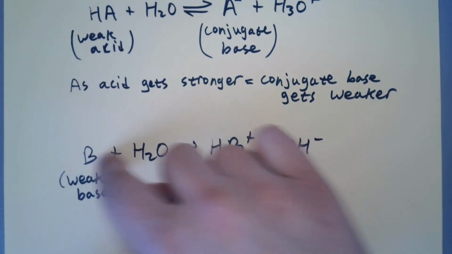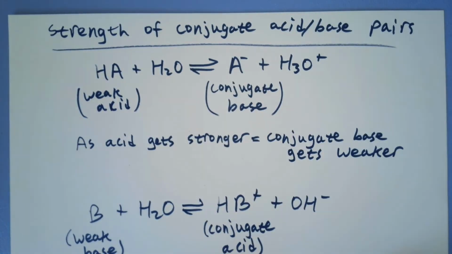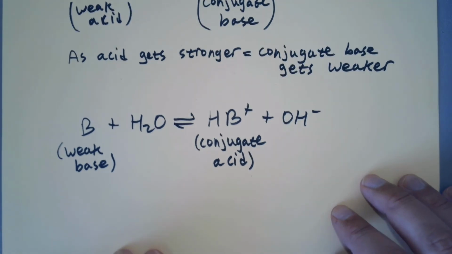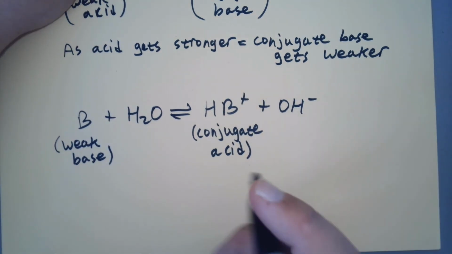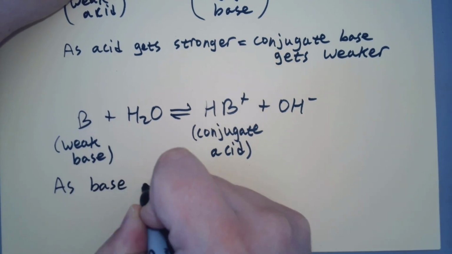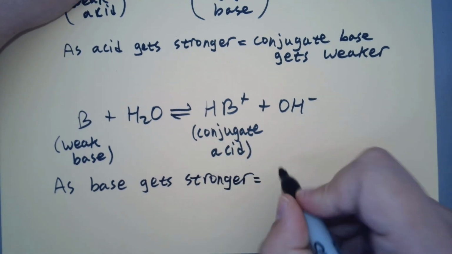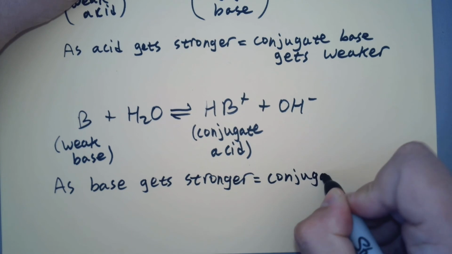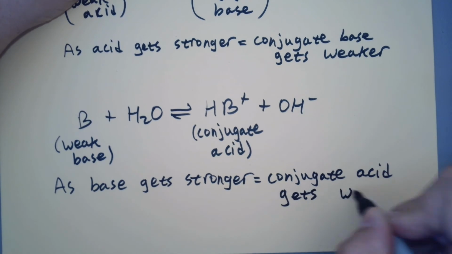So this is a weak base equilibrium. There's a conjugate acid, just like we have a weak acid equilibrium that involves a conjugate base on the product side. Alright, so what do you think happens as the base gets stronger? What happens to the conjugate acid? There's a really good clue up here. It's also going to get weaker for all the same reasons that I talked about before. So as the base gets stronger, that means that our conjugate acid gets weaker.